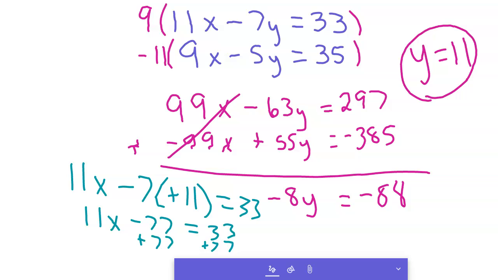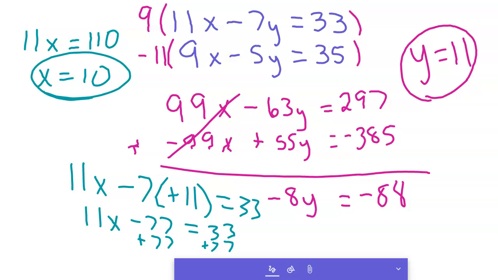I'm running out of room at the bottom, so I'll just stick it up here at the top. 11x equals 110, 77 plus 33, and so x is equal to 10. So 10 and 11 are your two values. That's where the two lines cross. And there you go. That's a kind of hard example of simultaneous equations. Hope that helps, and see you next time.